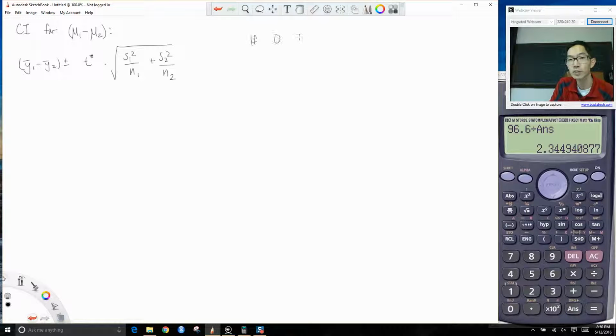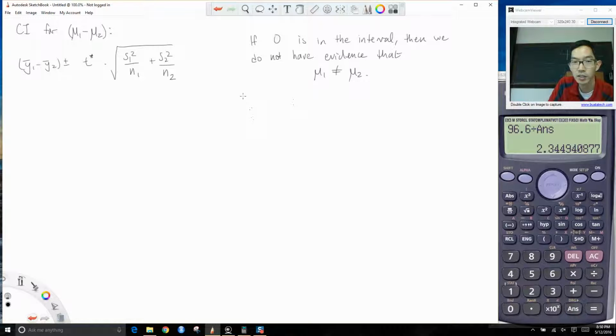And we said if 0 is in the interval, then we have evidence that mu1 does not equal mu2, right? That the means are different. And I'm sorry, did I say that? If 0 is in the interval, then we do not have evidence. We do not have evidence that they are different.